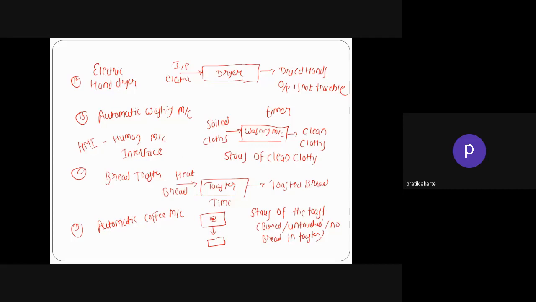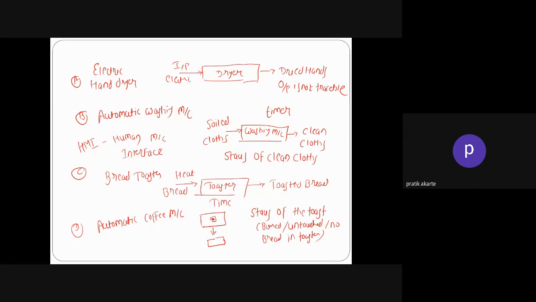Electric hand dryer: if my hands are not dried properly, I'll again put them inside, below the dryer, and get them dried. Automatic washing machine: why would I place the clean clothes again into the washing machine? I'll ensure that my clothes are dirty, they are soiled, and then I'll use the washing machine. I'll check the quality of the toast, and ensure that it will not burn or that it is properly toasted. I'll ensure while using the coffee machine that the cup is placed at a particular location properly so as to get a fixed volume of coffee.